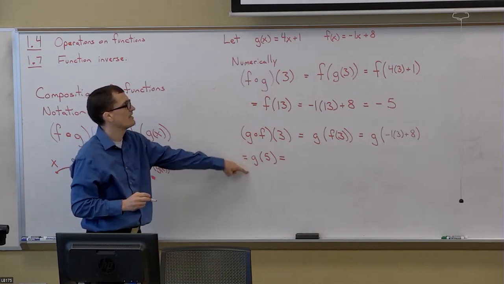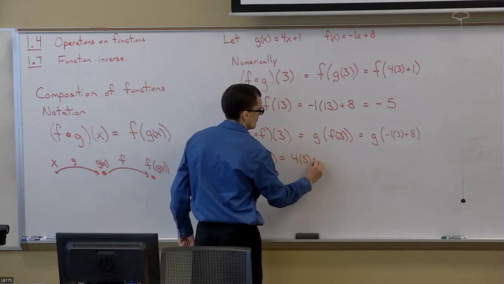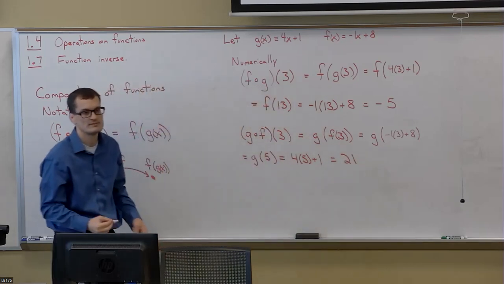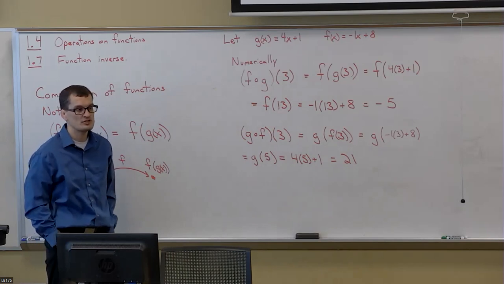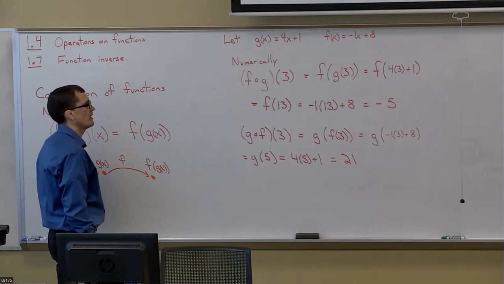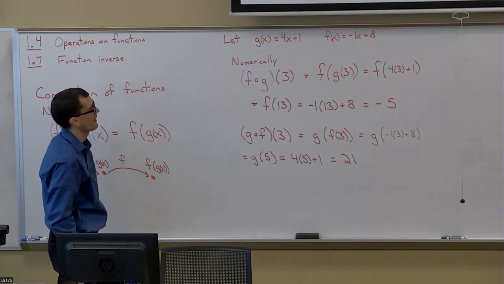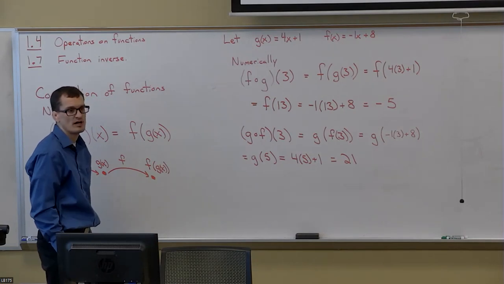And when you plug the 5 into your G, 4 times 5 plus 1 gives you 21. So the order of composition is very important. Which one you plug in first, which one you plug in second. So you have to be very, very careful about the order of composition. So that's what happens numerically. You can just plug in and trace through.